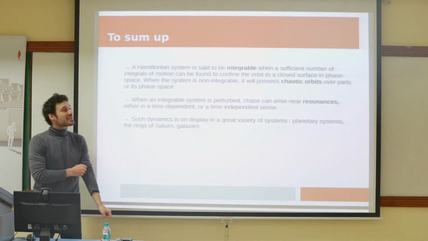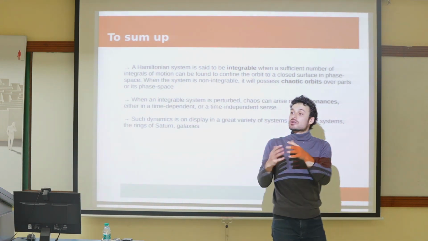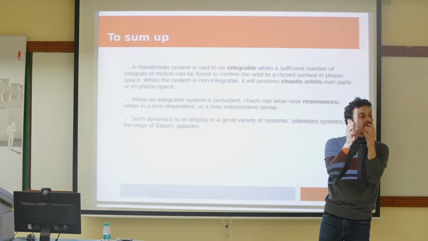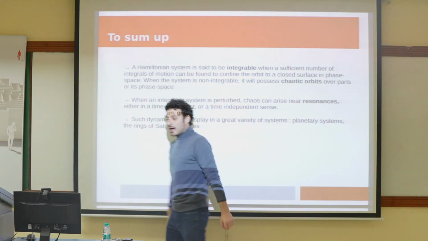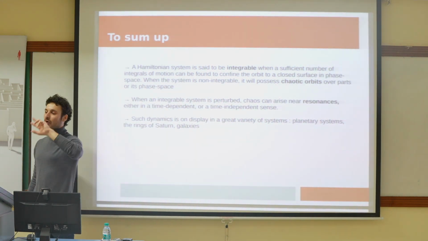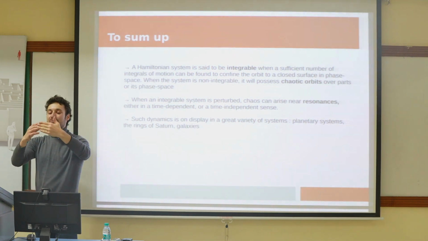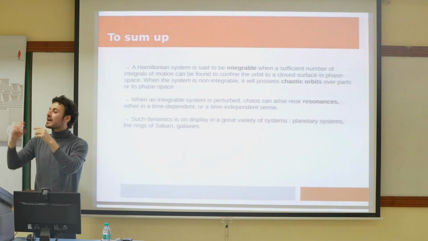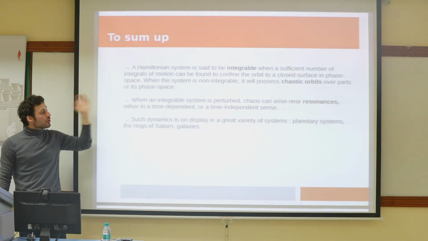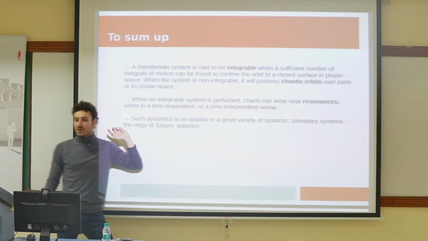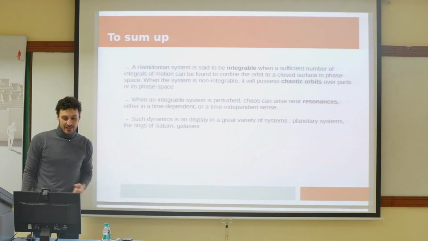Okay, so to sum up, a Hamiltonian system is integrable when you have enough integrals of motion to confine the behavior of the system to a simple surface, right? Remember, either a torus or a line, something like that. Quite often the system is non-integrable, so we have two options. Either we give up, or we model it as the sum of an integrable part and a perturbation. And what we saw is that when we add this perturbation, we can get chaos arising near resonances, right? And this can arise either in a time-dependent or a time-independent way.